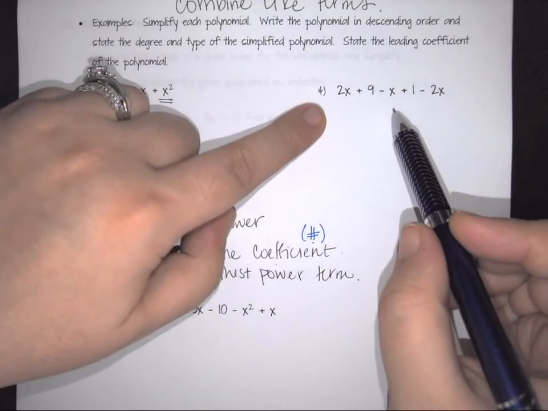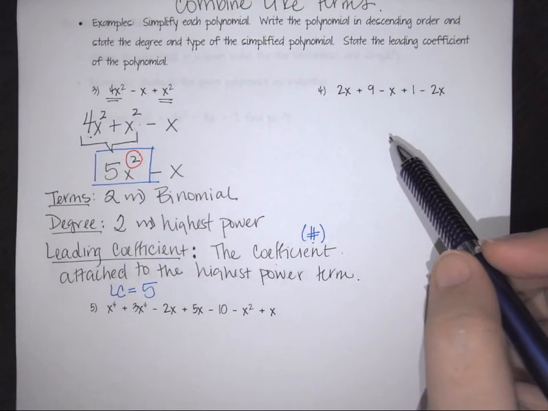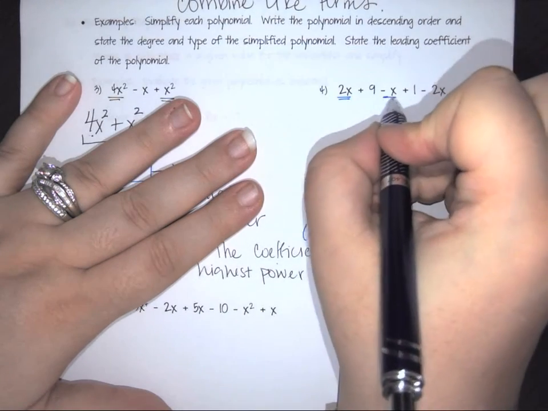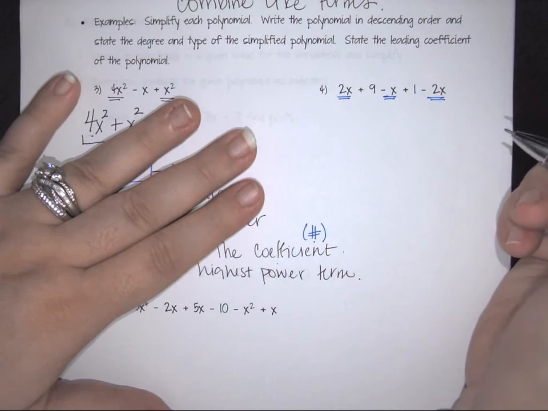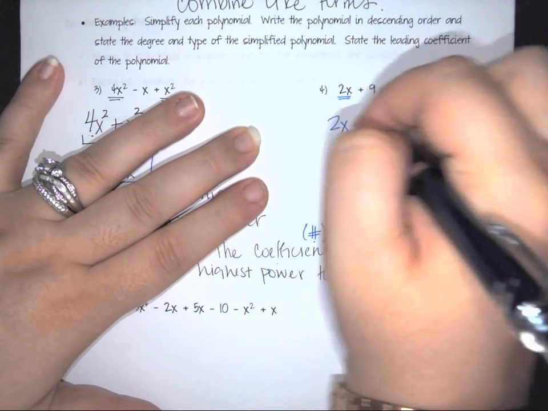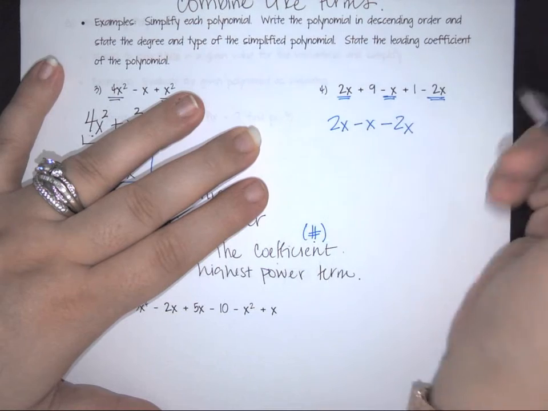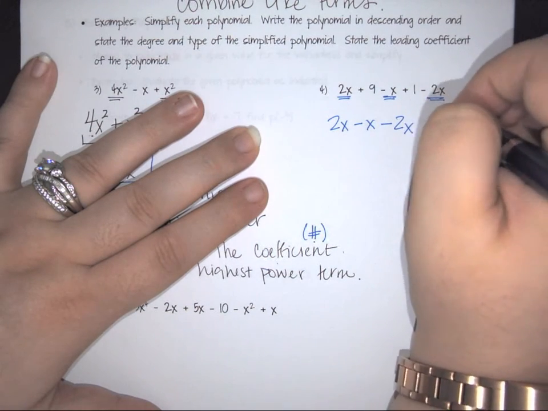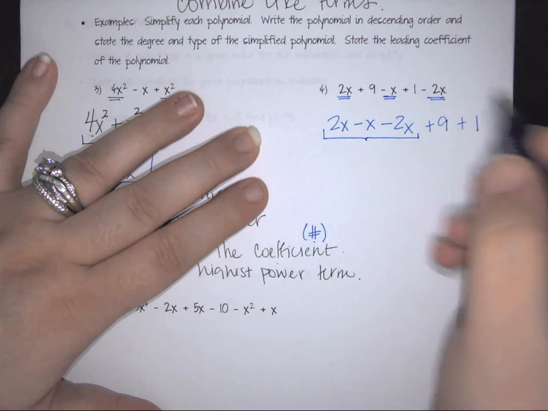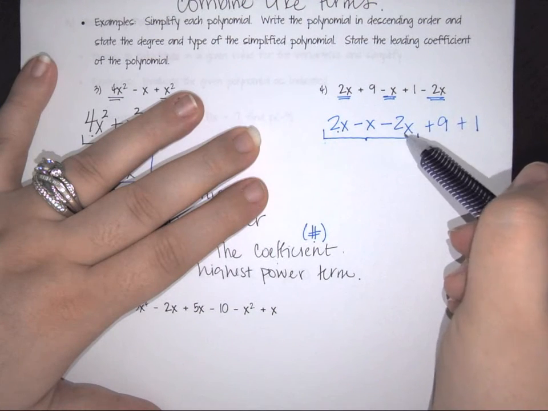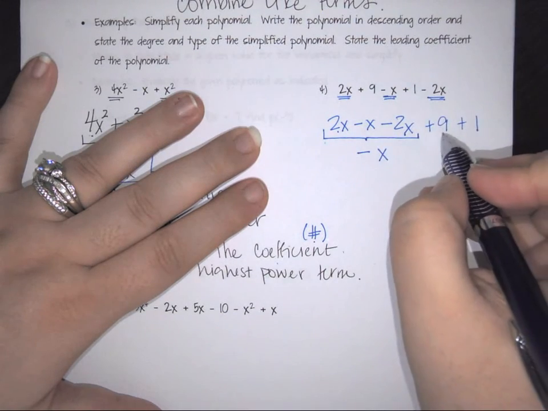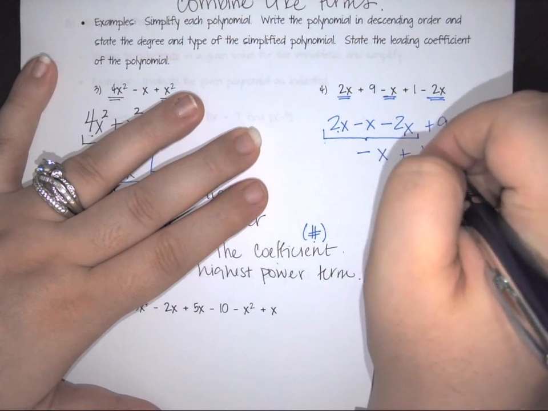Alright, let's look at this next example and do the same thing all over again. So here we need to combine my terms. I have a 2x, a negative x, and a negative 2x, so I'm going to write them together. So 2x minus x minus a 2x, and then I have plus 9 and plus 1. So when I look at this first 3 and I combine them, 2x minus 2x goes away, leaves me with a negative x, and then I have 9 plus 1 gives me plus 10.